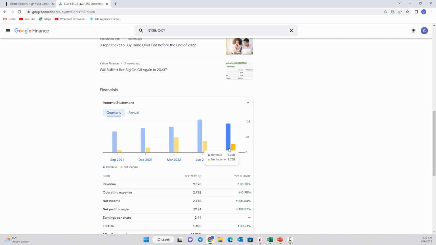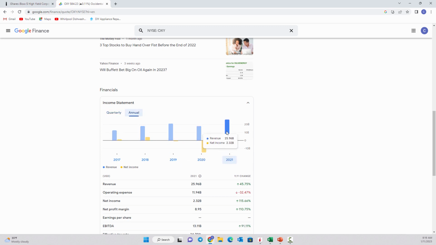If we just add it up, 9 billion plus 10 billion plus 8 billion, so that's about, let's call it 10. That's about 28 billion, and that's in 3 quarters. They do another 12 or so. They're at 40 billion on the annual number. The year prior, they did 25. So they're going to be 35, 40 billion on revenue. Look at their earnings. Last year, they made 2.32 billion in profit.